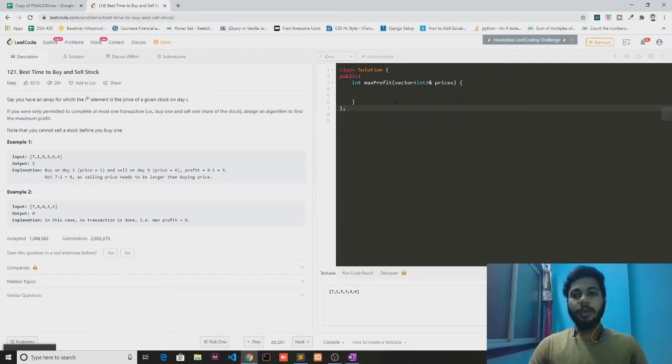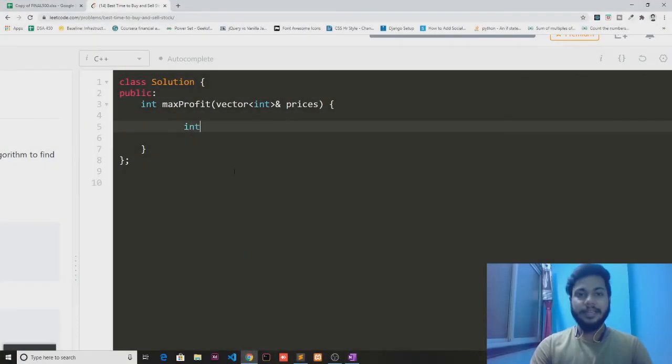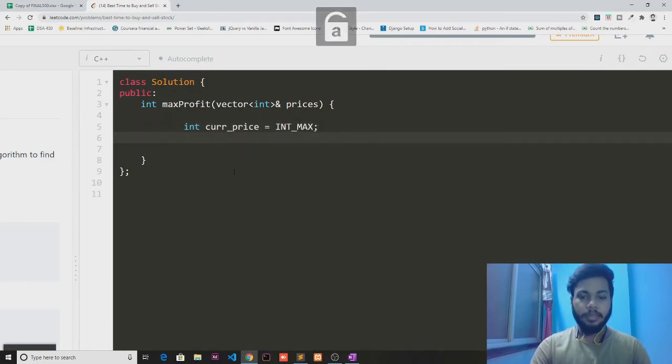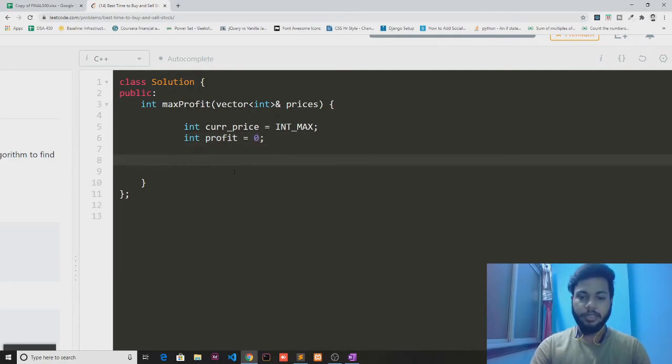Now I will show you how you can implement this idea in C++. So as I said, I will take two variables, that is current price, and I will initialize it by int max, and I will take another variable, that is profit, and I will initialize it by 0. Now I will simply iterate over this vector.